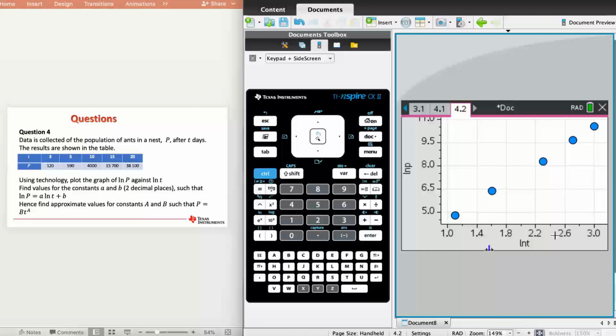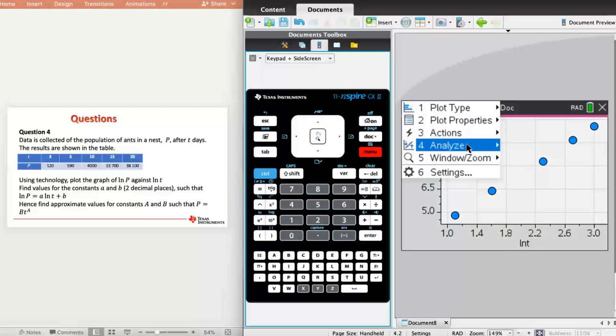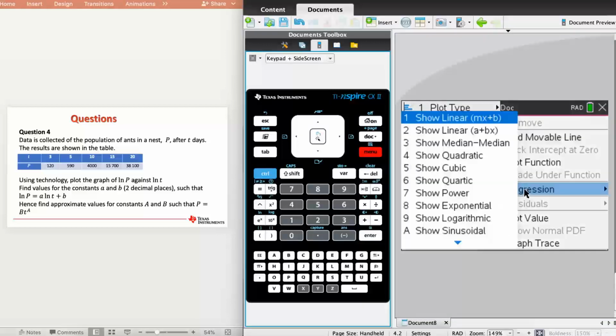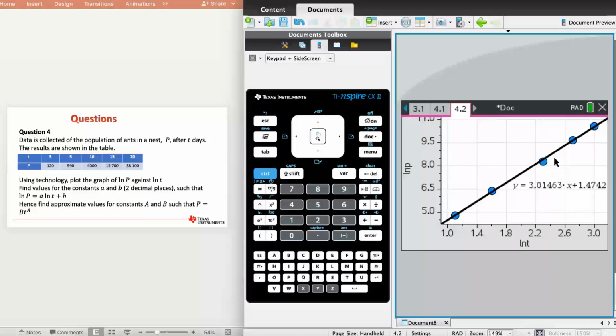At this point, I'm going to look at the regression. So menu, analyze, regression, and I'm going to show linear regression. And in this case, I've found my y value, natural log of p is y. My x value is natural log of t. So I've found my value of A. A would be 3.01 and B would be 1.47.